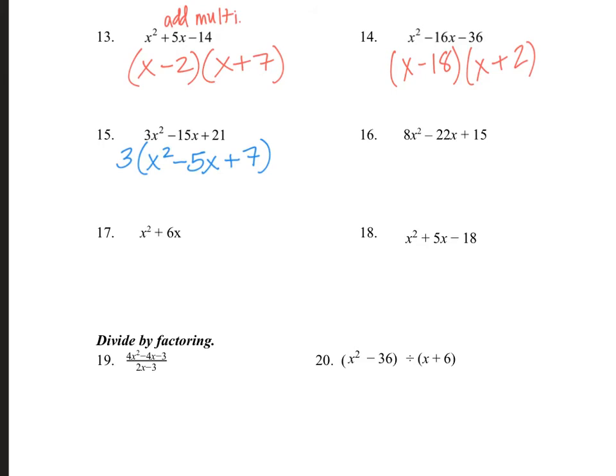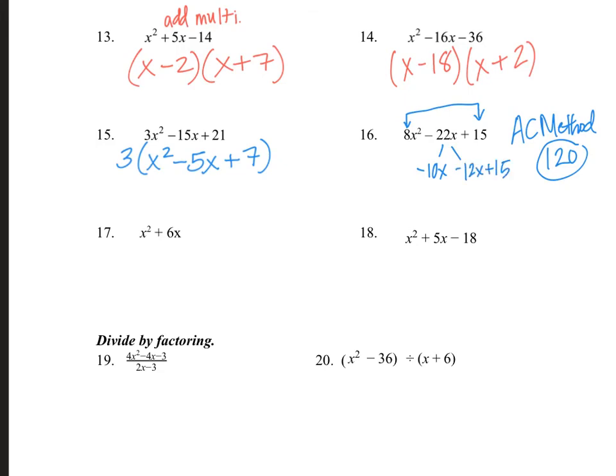Let's look at number 16. We can do quite a few things with this one. So with this one, we don't have a greatest common factor that we can factor out. So we're going to use our AC method. I know you love this method. So when we do 8 times 15, we get 120. So we need to think of factors of 120, positive 120, that when added together are going to give us negative 22. You should have realized that this is negative 10x and negative 12x.